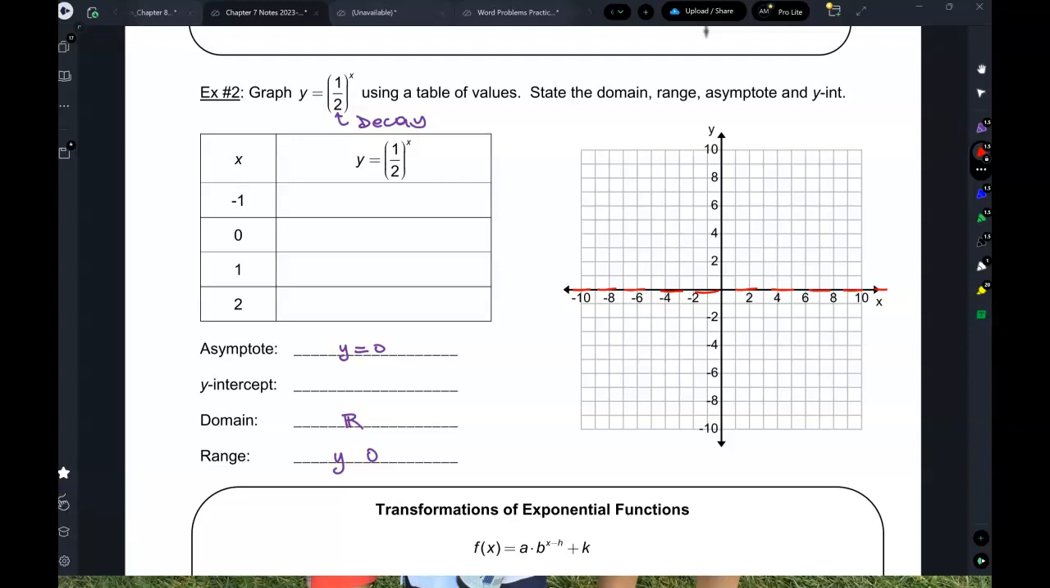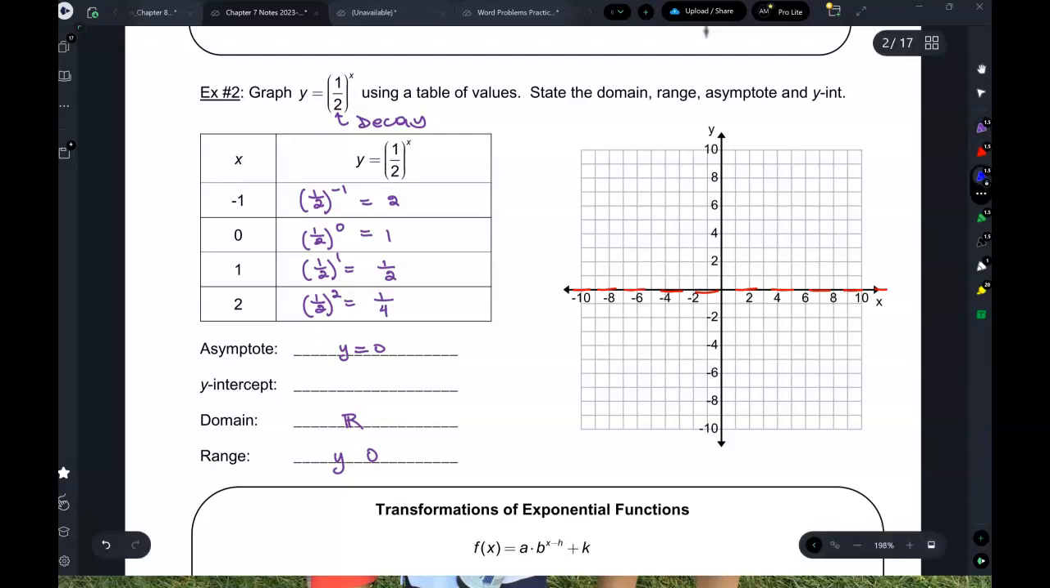Okay, so 1/2 to the -1, you put it in your calculator, what do you get? 2. 1/2 to the 0, what is that? 1. And these we know, 1/2 to the 1 is 1/2. 1/2 squared, 1/4. You can also plug those in your calculator. Which one of these here is the y-intercept? First, second, third, or fourth row? Second row. This is the y-intercept when x is 0. So y-intercept, 0, 1.